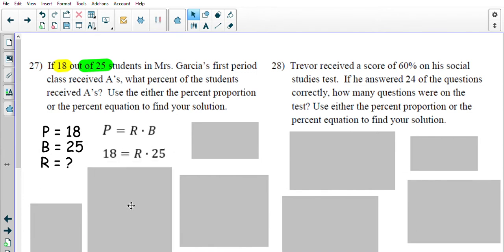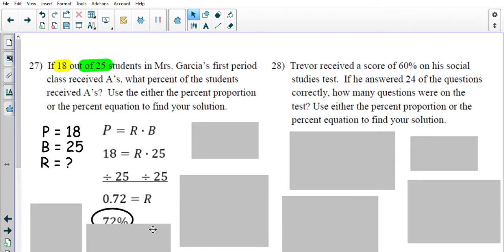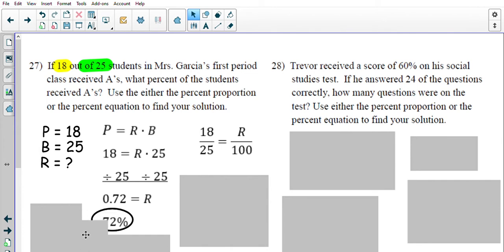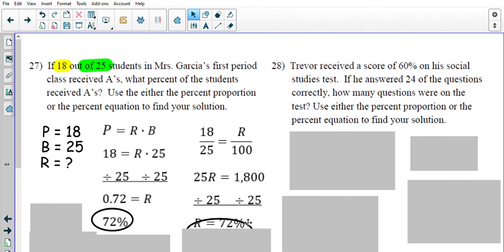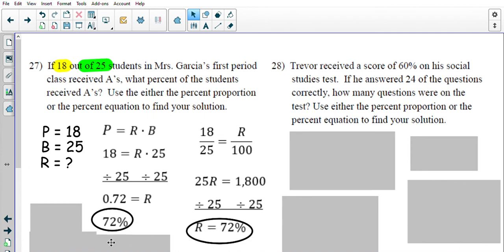So let's start with the percent equation. P equals R times B is 18 equals R times 25. Divide both sides by 25. You get that R equals 0.72 or 72%. Let's check percent proportion. P over B will be 18 over 25 equals R out of 100. Cross multiply. We get 100 times 18, which is 1800, 25 times R, which is 25R. Divide both sides by 25, and you will get 72%. Same answer, both methods. It doesn't matter which one you use.